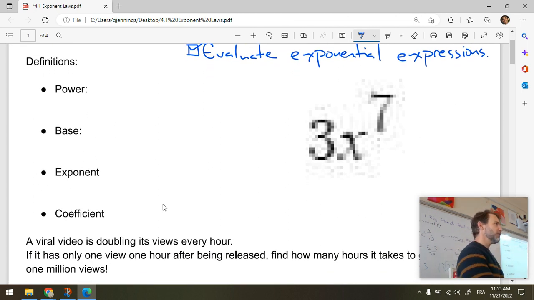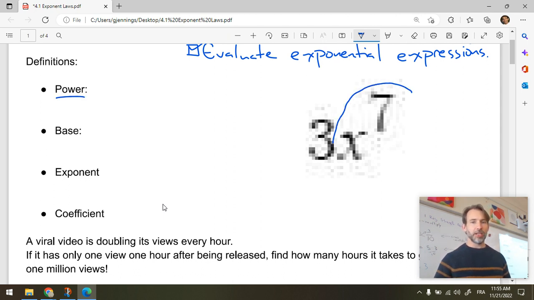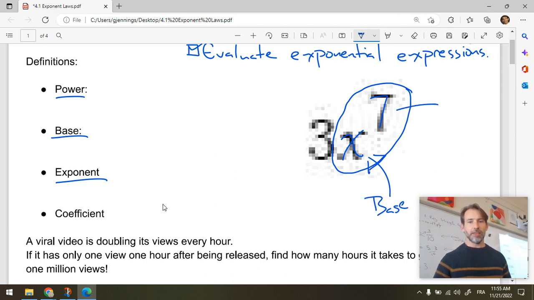First, let's take a look at some definitions. These are the words that I'll be using to discuss exponentials throughout the unit. We want to know what a power is. And in this case, this whole part here, x to the 7, is all a power. And a power is composed of two things, a base and an exponent. So the base is here. This is the base number. And then this number here is the exponent.